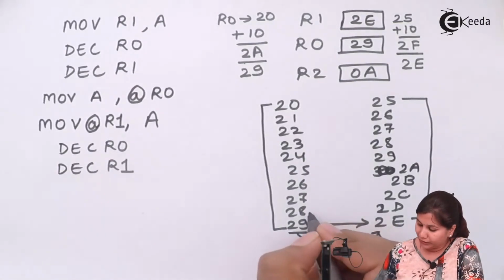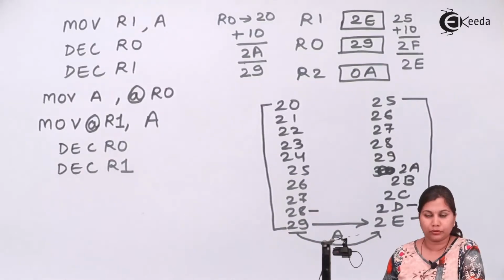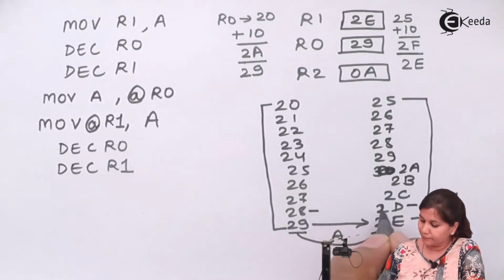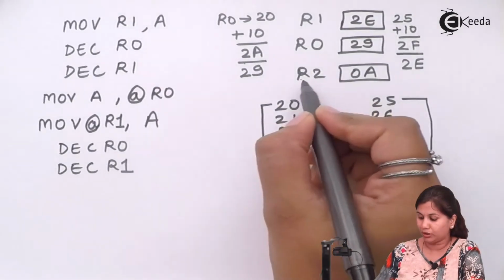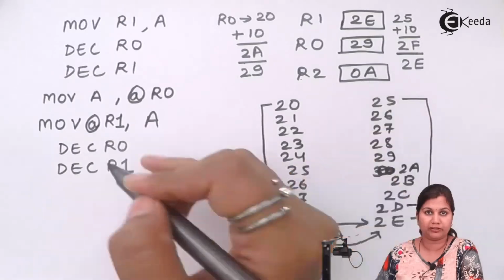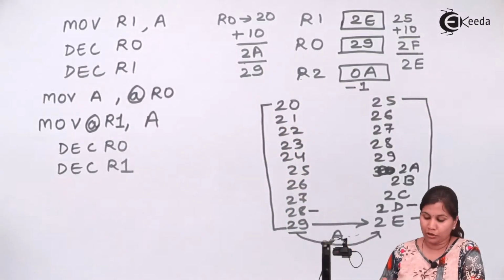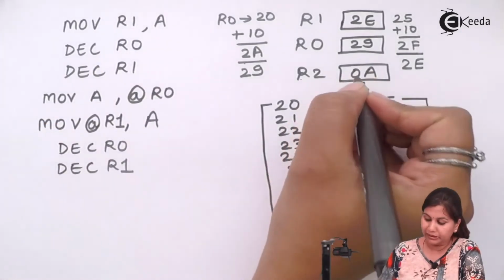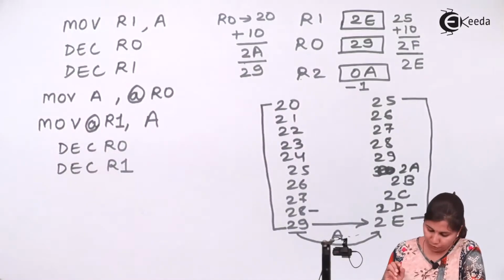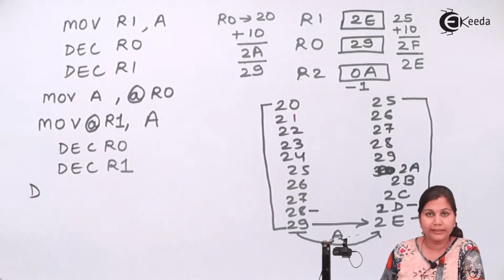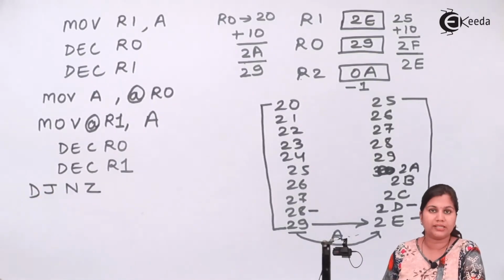So now R0 will come at 28 and R1 will come at 2D. Okay, now when this has come, because one number is already transmitted, so the count that is in R2, that is 10 numbers are to be transferred, so it has to be decremented by 1. So next step is to decrement this counter and check whether it has become 0 or not. So next step will be decrement and jump when it is not equal to 0.